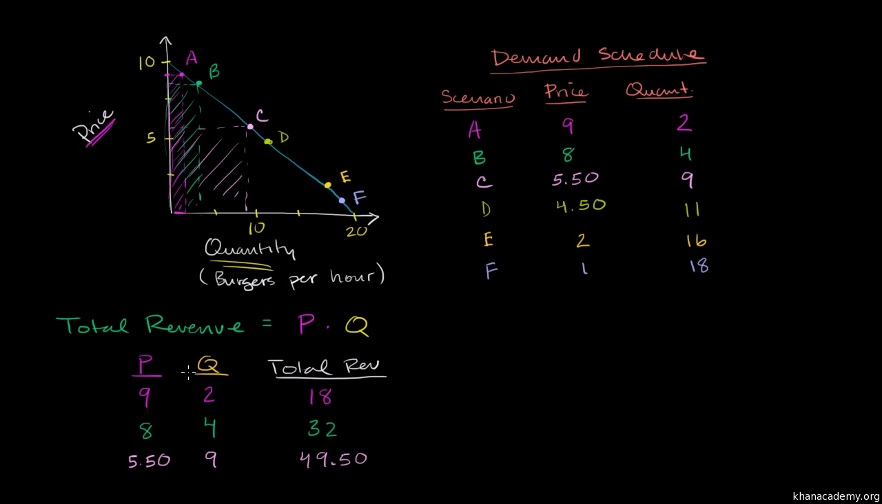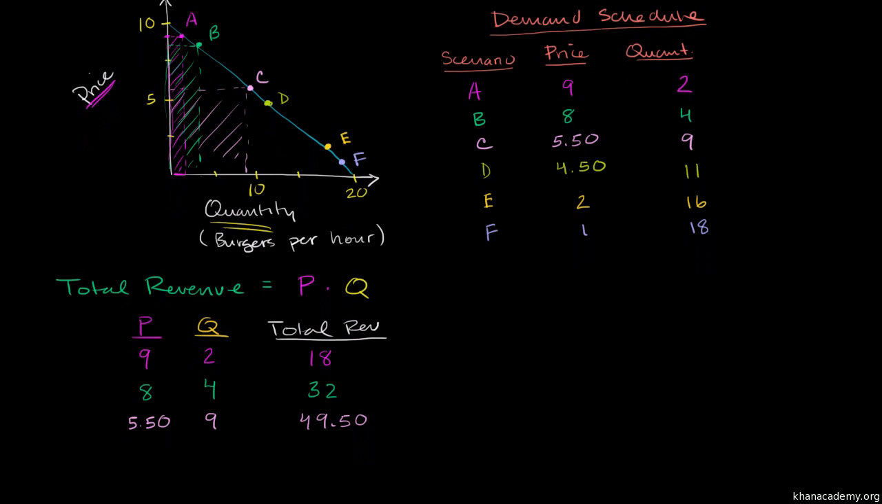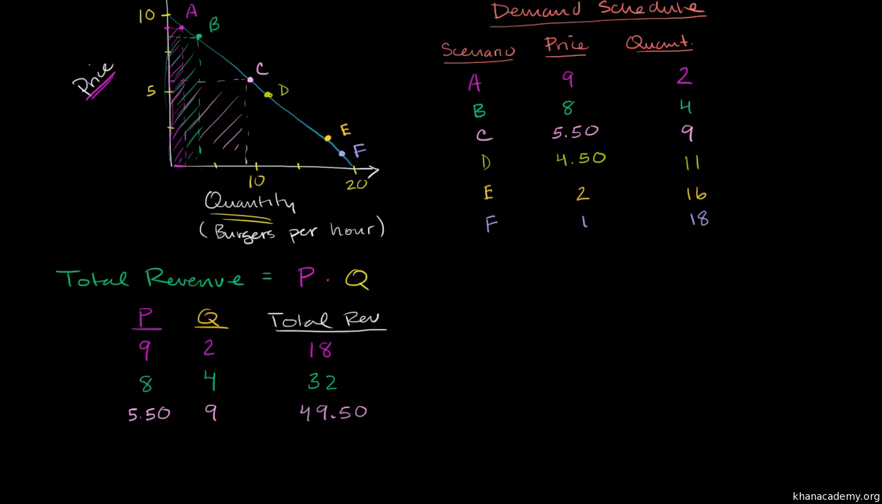So you might already be noticing something interesting. As we lower the price, at least in this part of our demand curve, we are actually increasing not just the quantity, we're increasing the total revenue. Let's see if this keeps happening. So if we go to point D, I'll do it in that same color. We have 4.50, and we are selling 11 units. So 11 times 4.50, let's see, that's going to be 44 plus 5.50. Once again, that is $49.50.